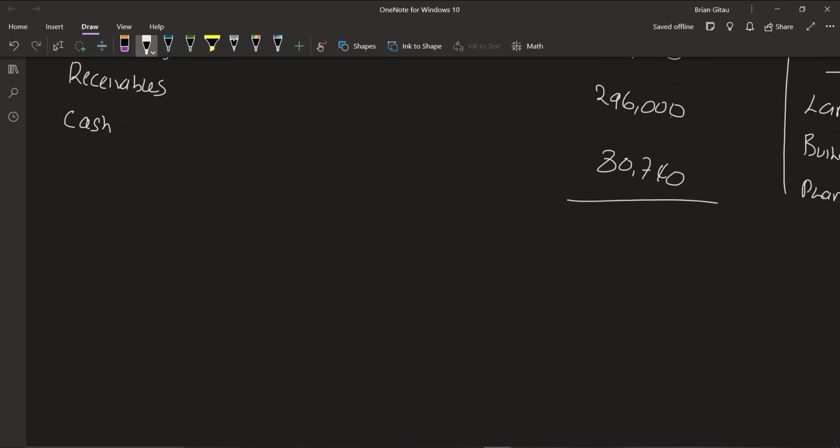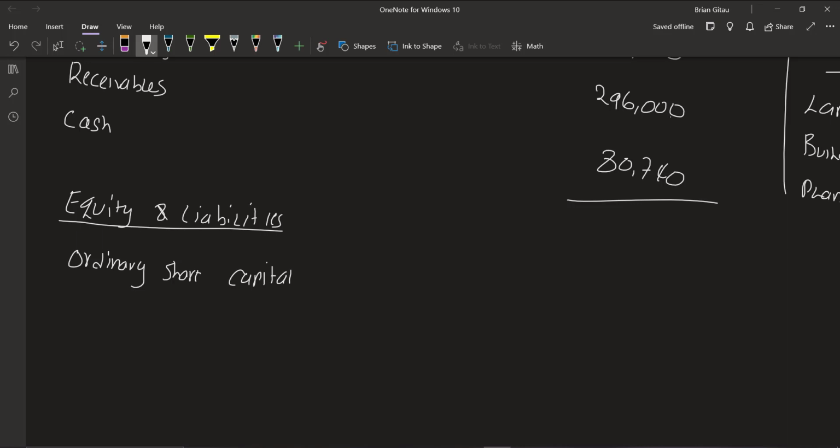Next we have equity and liabilities. Equity and liabilities, we have ordinary share capital. This is given as 320,000. These are the shares that were issued to the partners. Next we have retained earnings.